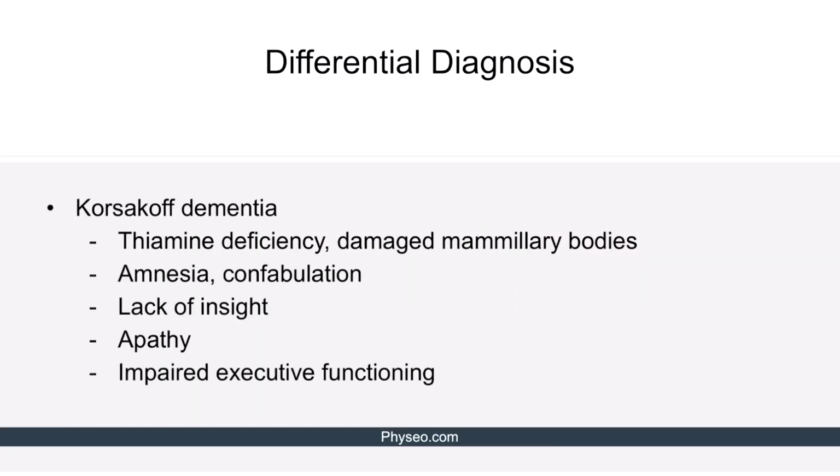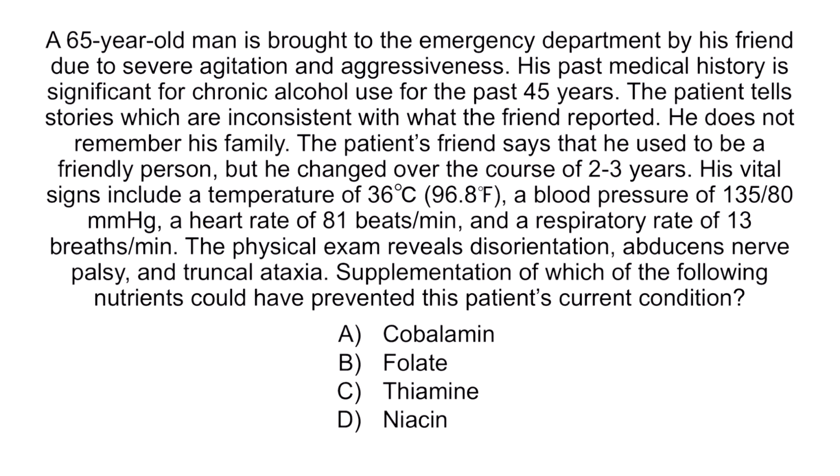Here's our slide reminding us of the clinical features of Korsakoff syndrome. Take a minute to pause the video here and review the slide if needed. Let's discuss why other options are incorrect. Option A, cobalamin, is vitamin B12 deficiency, which can result in subacute combined degeneration of the spinal cord and dementia-like symptoms. However, B12 supplementation cannot prevent Wernicke-Korsakoff syndrome.